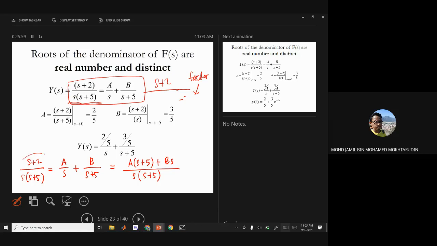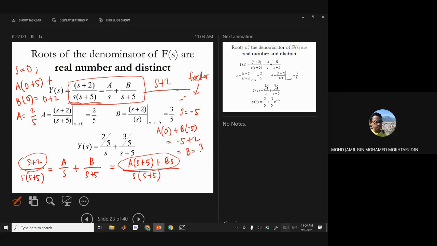Then equate the numerator. For example, if you use s equals 0, then A times (0 plus 5) plus B times 0 equals 0 plus 2. You just substitute s equals 0 in the numerator, so you get A equals 2 over 5. Then for the second one, substitute s equals minus 5. Then you get A times 0 plus B times minus 5 equals minus 5 plus 2, so B equals 3 over 5. I calculated that quickly.